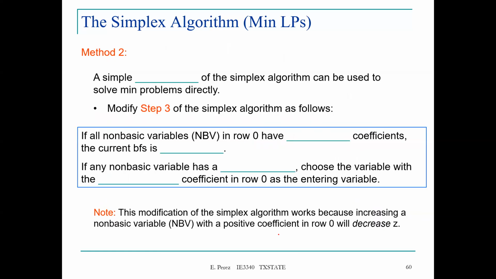The second method, a simple modification of the simplex algorithm, can be used to solve minimization problems directly. Modify step 3 of the simplex algorithm as follows. If all non-basic variables in row 0 have non-positive coefficients, the current basic feasible solution is optimal. If any non-basic variable has a positive coefficient, choose the variable with the most positive coefficient in row 0 as the entering variable. This modification works because increasing a non-basic variable with a positive coefficient in row 0 will decrease the z.